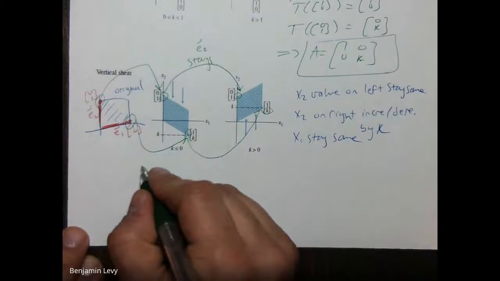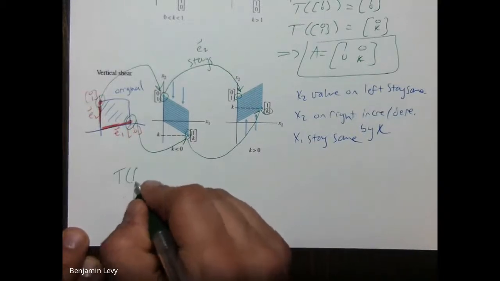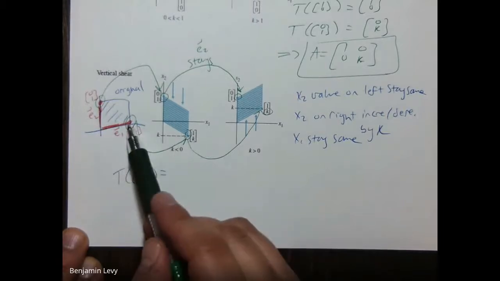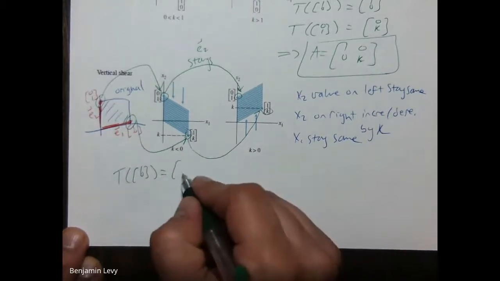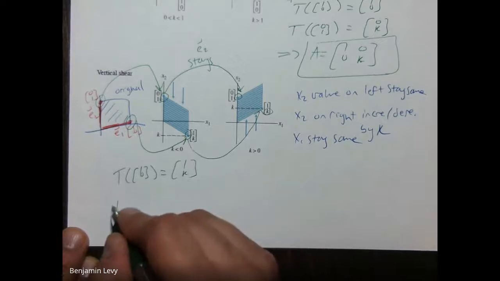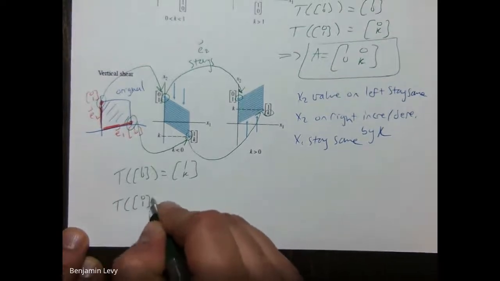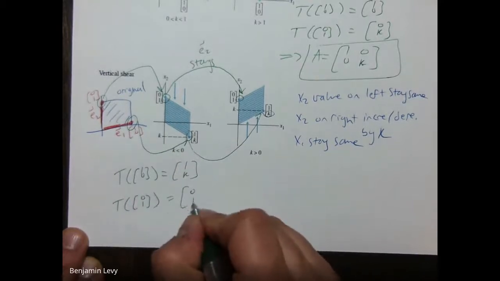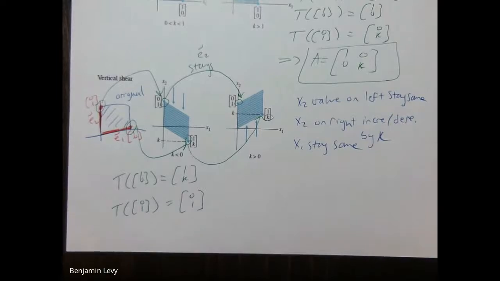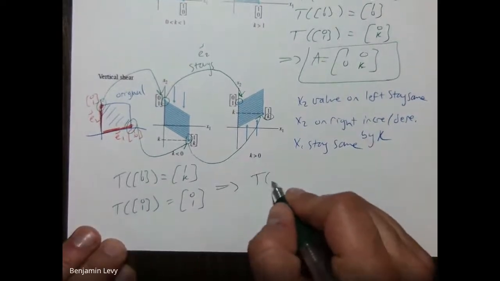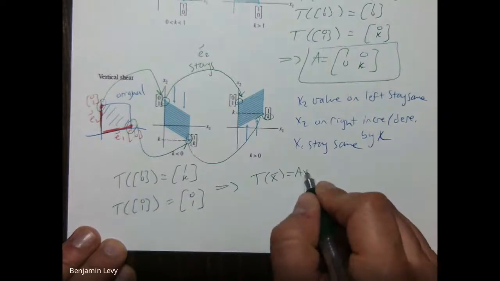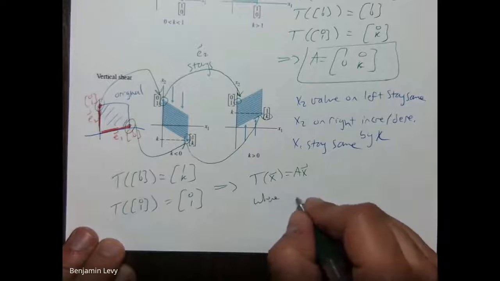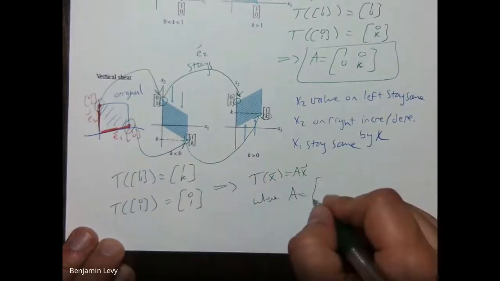Right? We can very clearly see, looking at the picture, that when the transformation is applied to 1, 0, this one right here, it becomes 1, k. And when we apply the transformation to 0, 1, it stays the same. And so that means our transformation can be written by matrix multiplication with A, where A equals those columns.